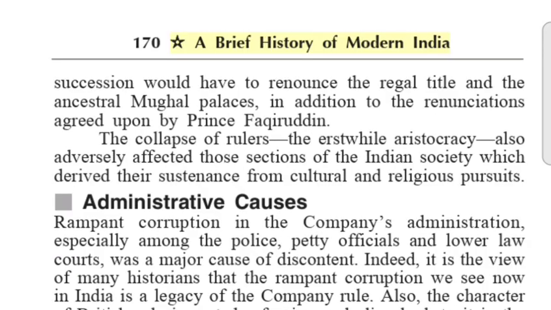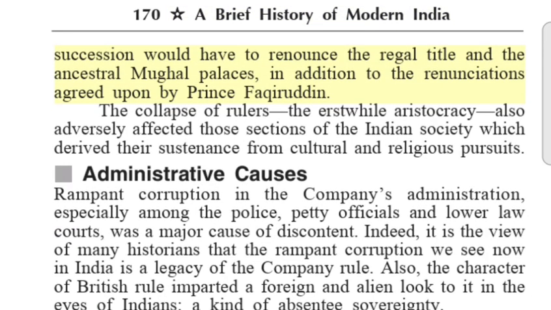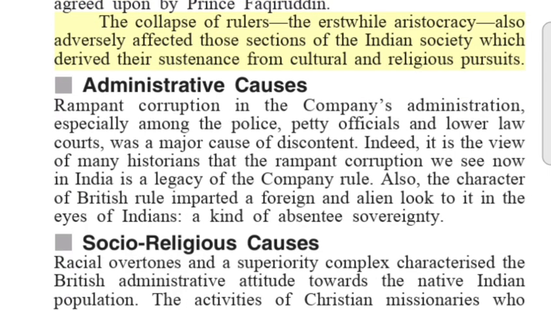A brief history of modern India. Succession would have to renounce the regal title and the ancestral Mughal palaces, in addition to the renunciations agreed upon by Prince Fakhruddin. The collapse of rulers, the erstwhile aristocracy, also adversely affected those sections of the Indian society which derived their sustenance from cultural and religious pursuits.